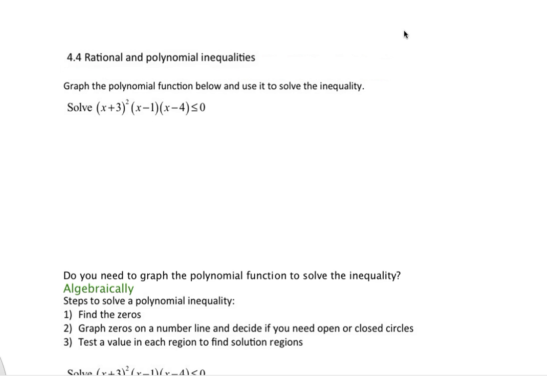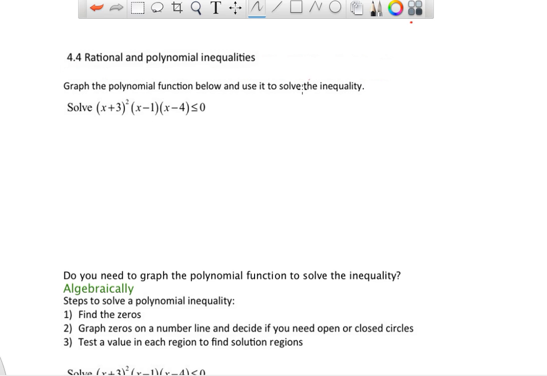Alright, rational and polynomial inequalities. So now we've spent a good deal of time on graphing these things, so we can make them into inequalities as well. And one way to do that is graphically. And that works really well for polynomials.